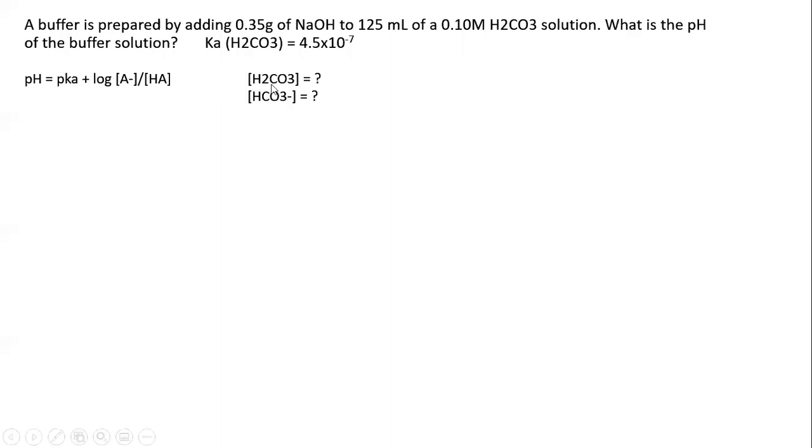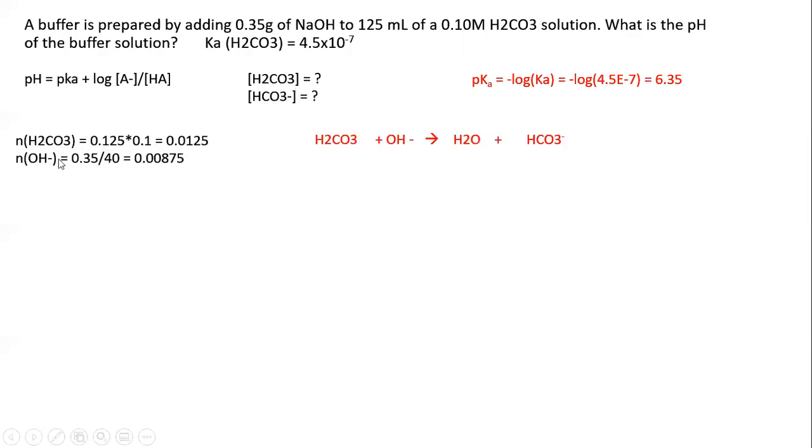Now in this one, we don't know the concentration of weak acid or weak base that makes up the buffer solution. But what we do know is the pKa. We can find that it's 6.35. Now to find the concentration of weak acid and weak base, we first have to find the moles of weak acid we're starting with and the moles of hydroxide ions. And since it's hydroxide, it's going to react with the weak acid. So we're going to use weak acid to produce weak base. And again, we do this on the mole level.